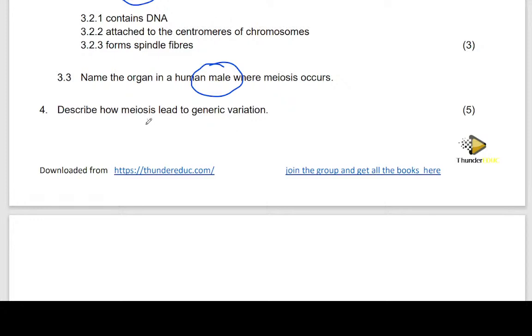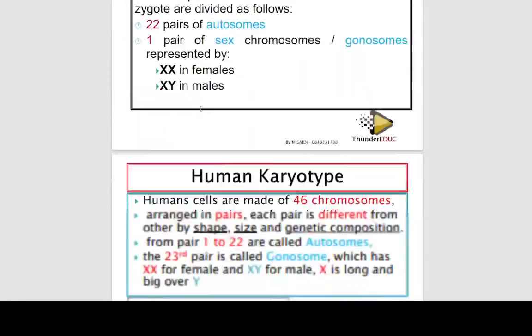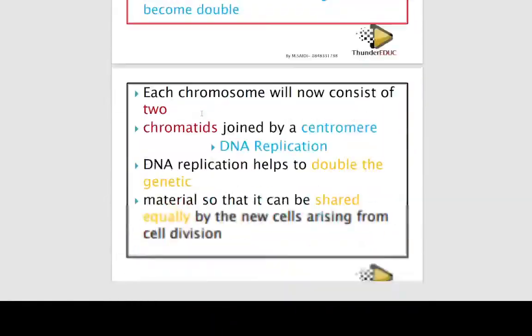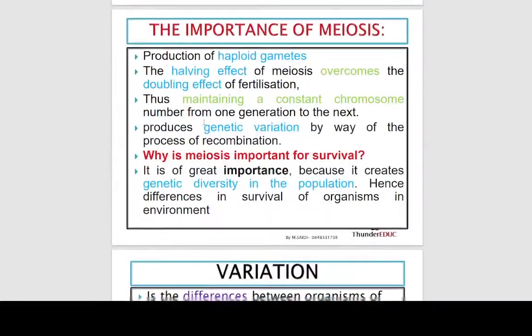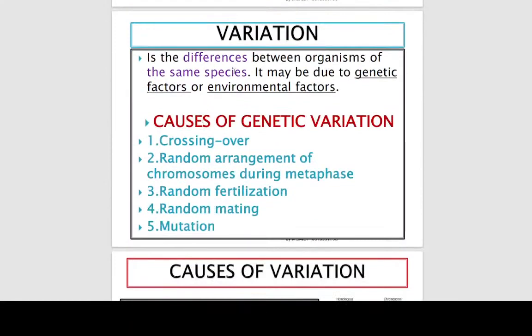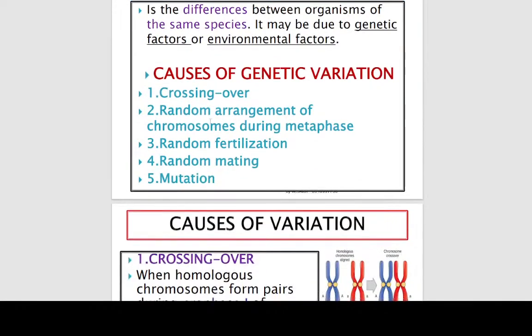When you talk about meiosis, we are looking at the causes of variation, but these causes are based on meiosis. Let me show you so that you know exactly what they are looking at here, because you don't just need to write each and everything. Variation: difference among organisms of the same species. Causes of variation: crossing over, random arrangement of chromosomes during metaphase, random fertilization, random mating, mutation. Where is meiosis here? Random mating is not meiosis, although it causes variation.